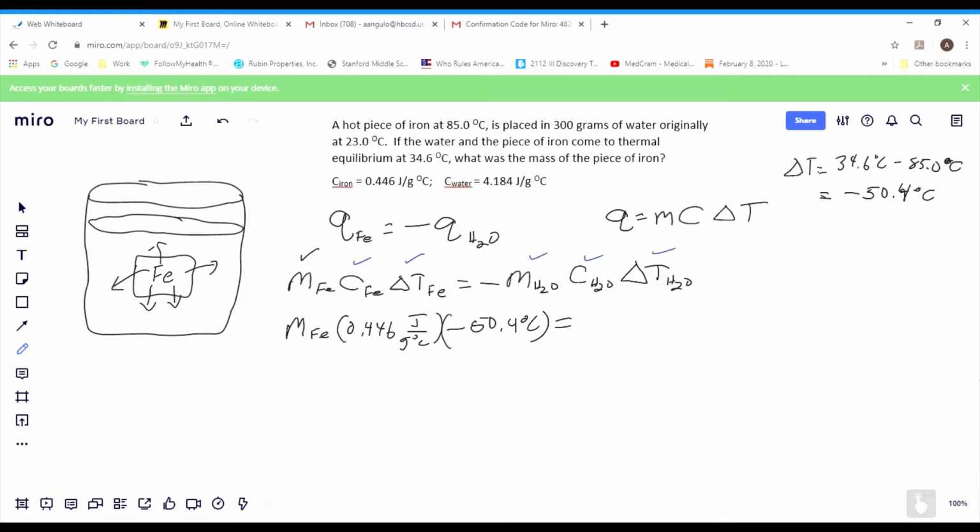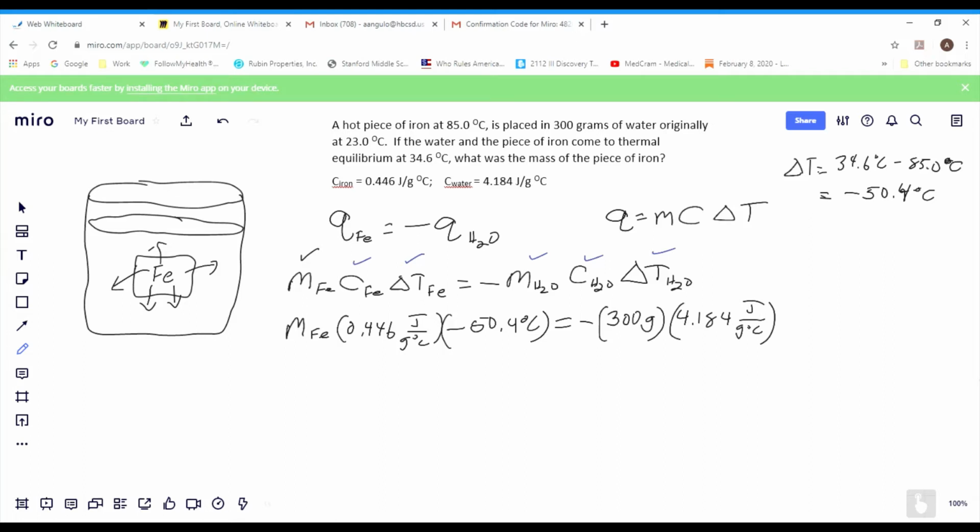That's going to equal the negative of the M for water, and we're told we have 300 grams of water, so 300 grams is your mass for water. Specific heat capacity is given up here, 4.184 joules per gram degree Celsius. We've seen that in problems before, 4.184 joules per gram degrees Celsius.